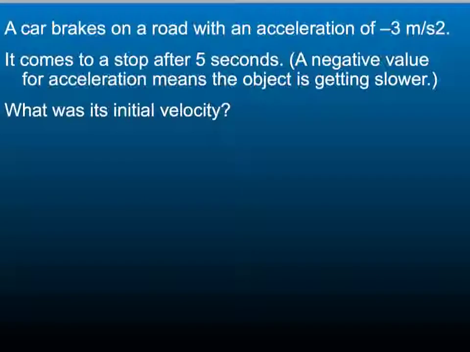In this example, we've got a car that brakes on a road with an acceleration of minus 3 meters per second squared. Now remember that acceleration with a negative value means that the car is decelerating. It says it comes to a stop after 5 seconds. What was its initial velocity? So again, we are starting by writing down what we know. That acceleration is minus 3 meters per second squared. The time is 5 seconds. Now at this point, you might think the initial velocity is what we need, so that's a question mark.